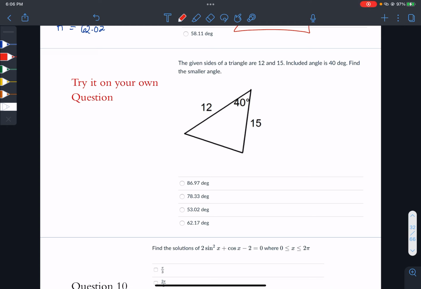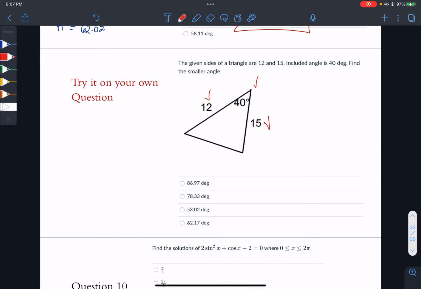Then, the next one. The given sides of a triangle are 12 and 15. The included angle is 40 degrees. Find the smaller angle. In this case, two sides and an included angle, so there is no pair. Okay, so there is no given pair. Therefore we cannot use the law of sines. Okay?